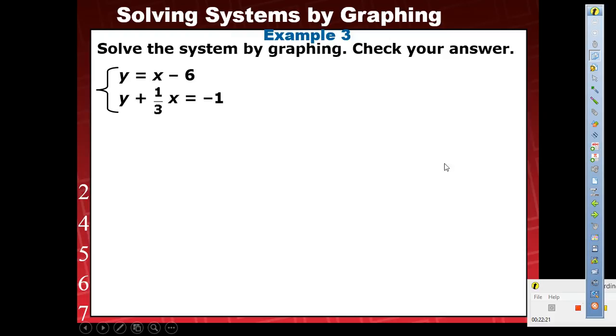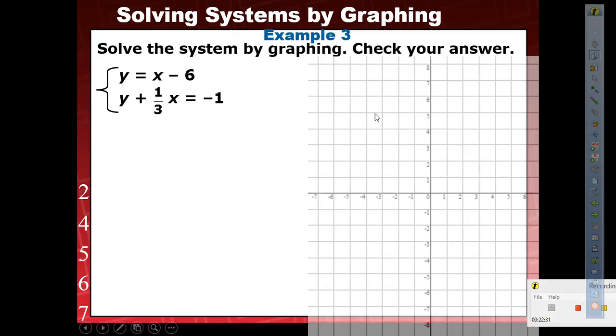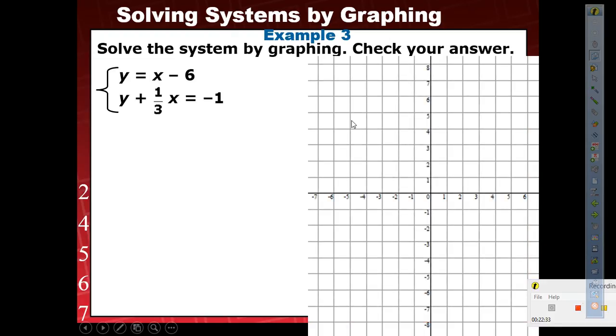Here we go. Example number 3. It says solve the system by graphing. Check your answer. You don't have to write the instructions anymore. Use the second medium-sized graph for example number 3. And the system is y equals x minus 6 and y plus 1/3 x equals -1. Go. Copy that and solve.